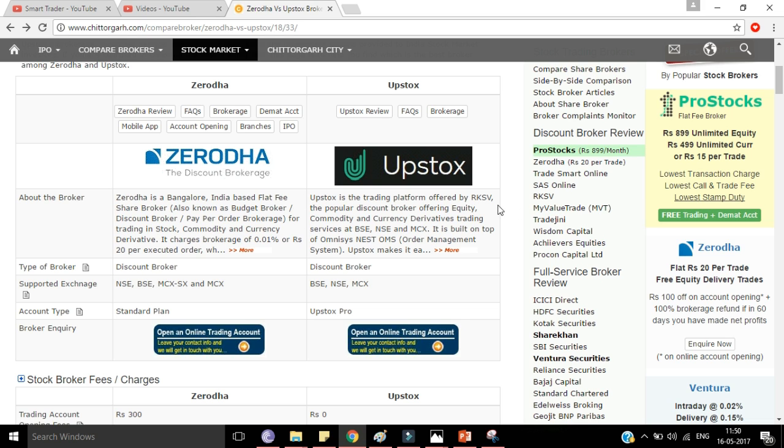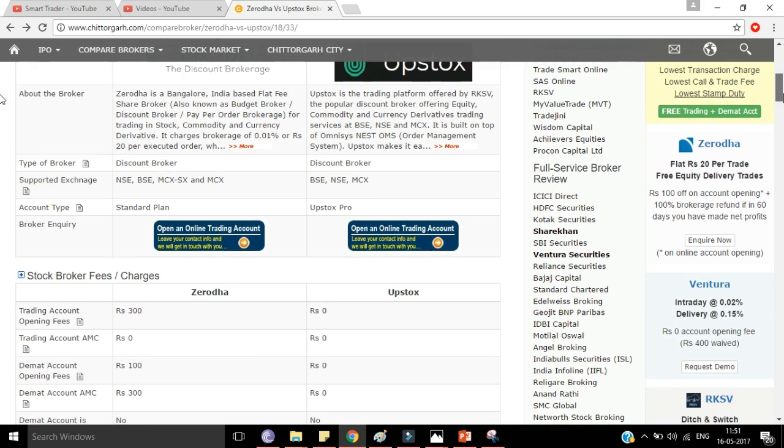Okay, so talking about Upstox, Upstox is the trading platform offered by RKSV. Most of you guys would have heard about RKSV, so this is the platform provided by them. It is a popular discount broker offering equity, commodity and currency derivatives trading services at BSE, NSE and NCDEX. That's a small background about them. As I told you, both are discount brokers, and the supported exchanges for Zerodha are NSE, BSE, MCX-SX and MCX, whereas Upstox provides BSE, NSE and MCX. Pretty good enough till now.